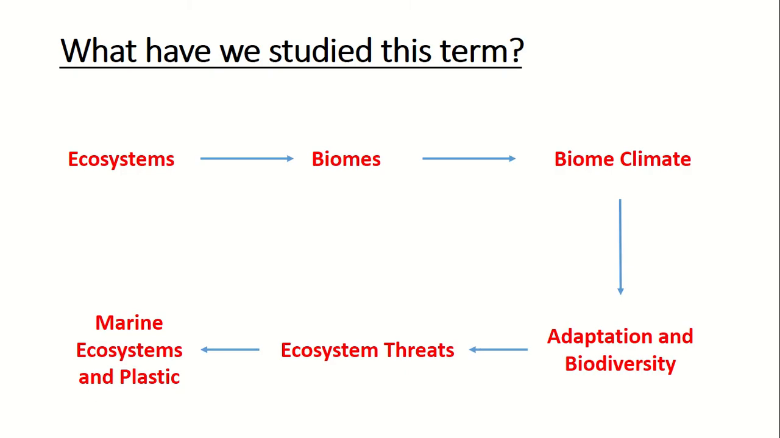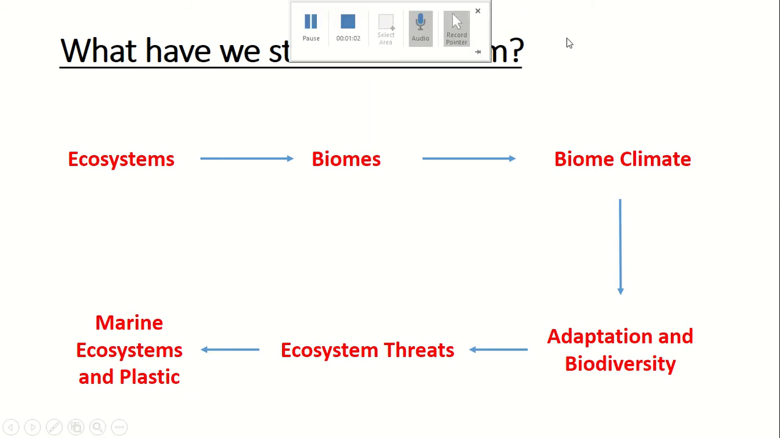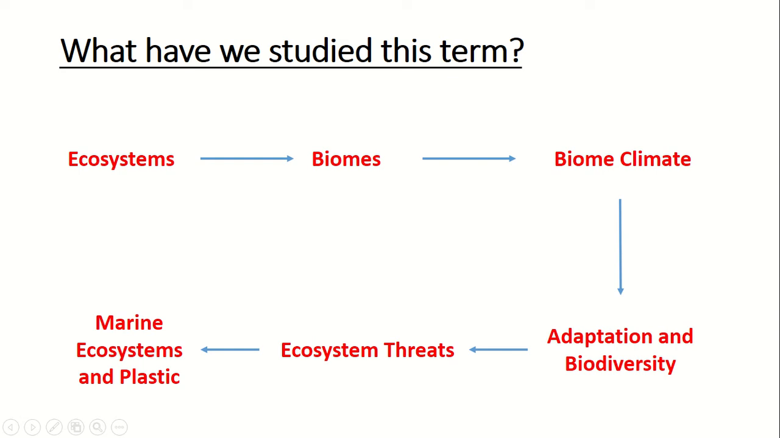So essentially, I want to do a little bit of revision here because we've actually studied quite a large number of topics this half term. We've been looking at this overarching term ecosystem. If you look at this flow diagram here, you can clearly see that we've actually done quite a lot of stuff. We've looked at what ecosystems are and some elements of them. We've then looked at something called a biome. We've then spent some time looking at the climate of different biomes before we go into adaptation and biodiversity. We've then looked at what the threats to ecosystems are, and have finished off by looking specifically at the marine ecosystem and the problem of plastic pollution.